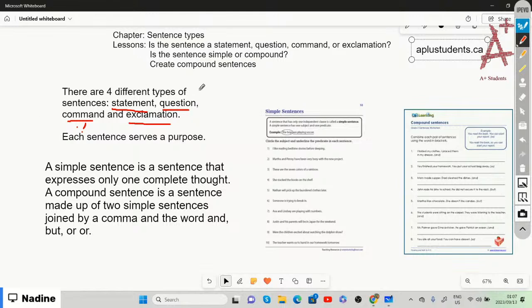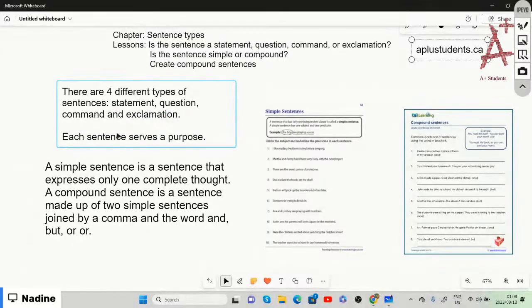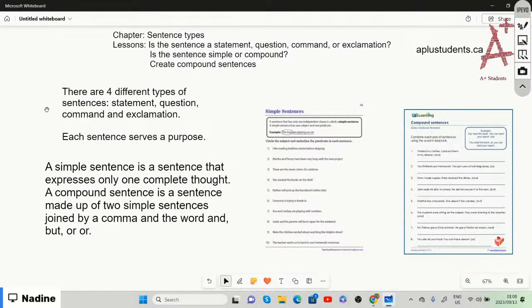And then lastly, the 4th type of sentence is an exclamation sentence. An exclamation sentence is showing strong feeling, expressing strong feeling or surprise or excitement, and it ends with an exclamation point. So that is our 4 different types of sentences. During the course of our lessons, we are going to go deeper into what a statement, question, command, and exclamation is with a few examples.